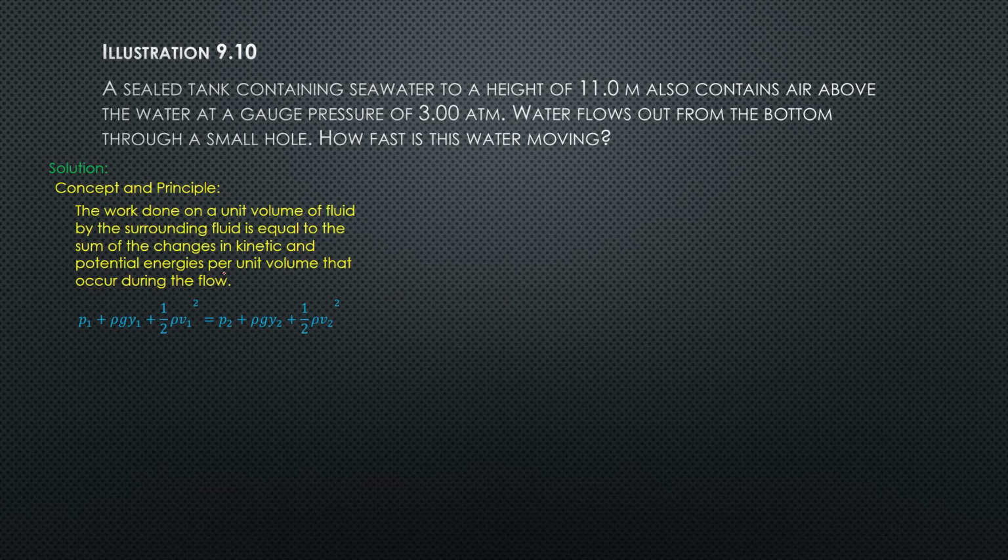Okay, so the work done on a unit volume of fluid by surrounding fluid is equal to the sum of changes in kinetic and potential energies per unit volume that occur during the flow. So if there is a hole in the tank, the water leaks out, so there is a movement or fluid flow. So we will be using this equation.